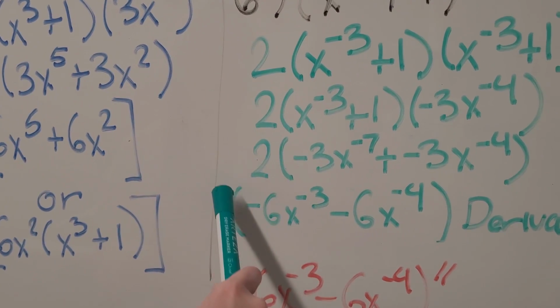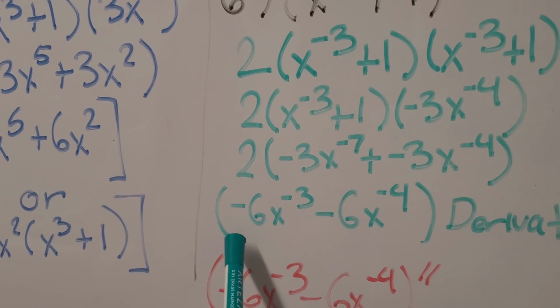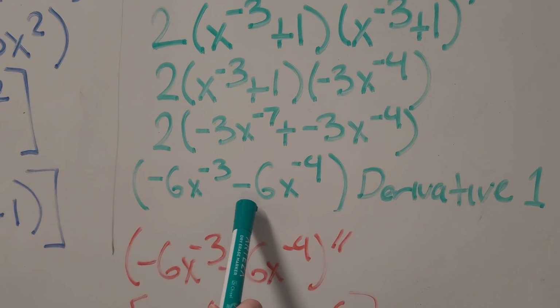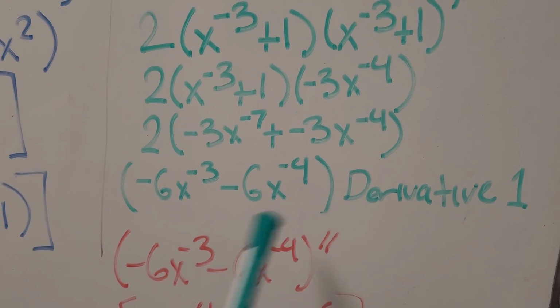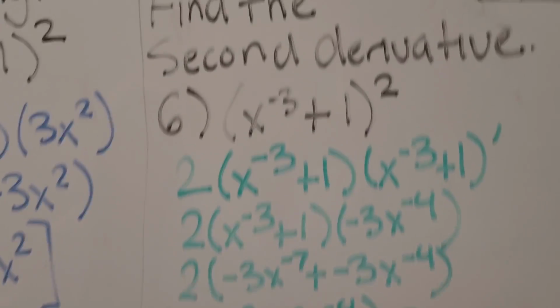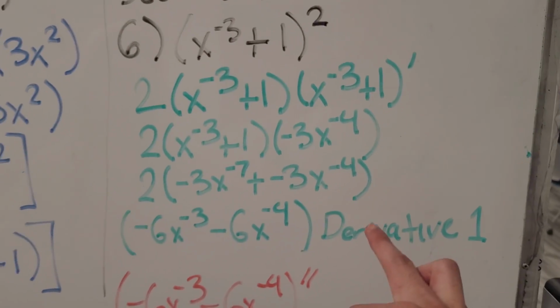And now we multiply the 2 into the whole equation, which you get negative 6x to the negative third minus 6x to the negative fourth. Now we're going to move on to the second derivation. We've done the derivation 1.